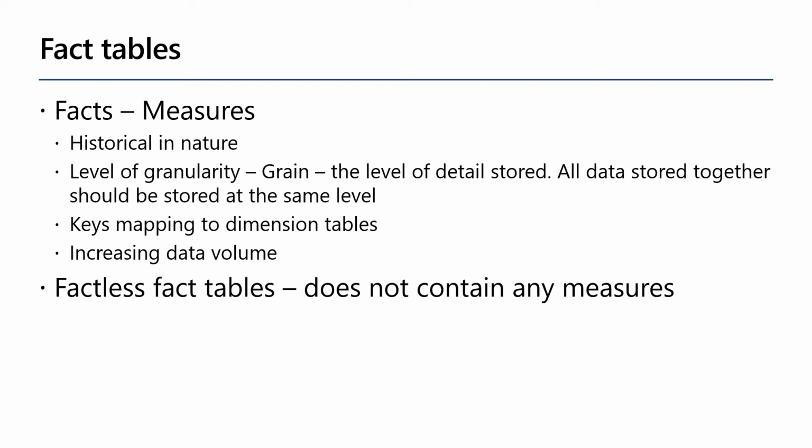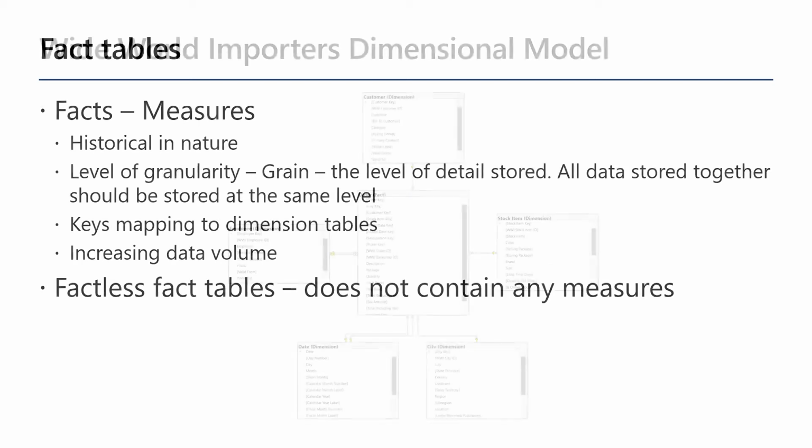And then the keys inside the fact table map back to the dimension table, and that would be those surrogate keys. And as I mentioned already, increasing data volume for the fact table. Another type of fact table that you may or may not see is referred to as a factless fact table. And in this case, this is a fact table that does not contain any measures, just the keys only. And this is often used where you might be doing counting, where just the fact that a record exists inside of the dimension table is something that we can then aggregate via count over time, as an example.